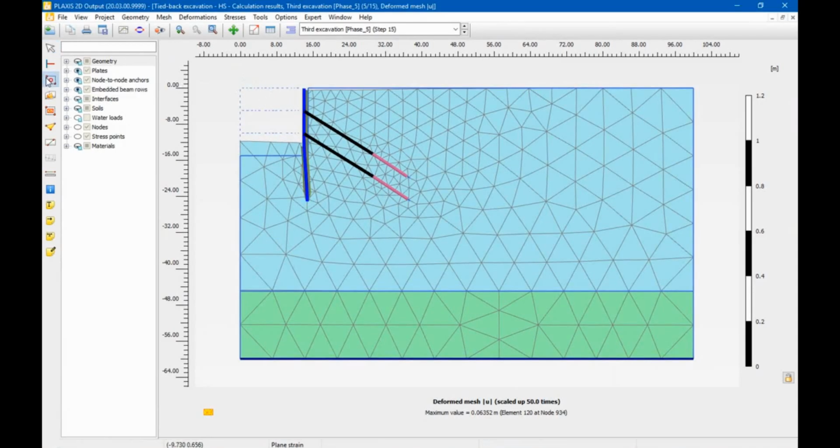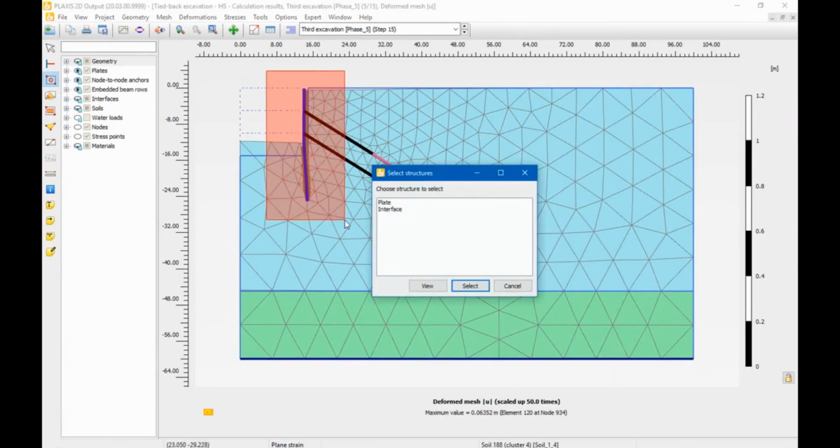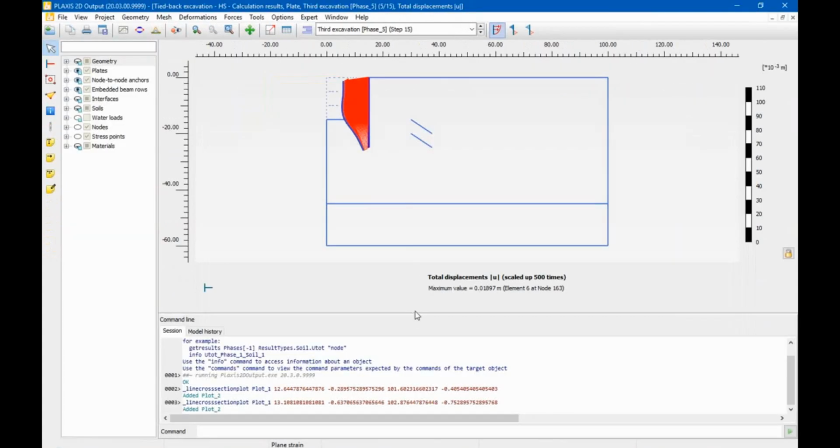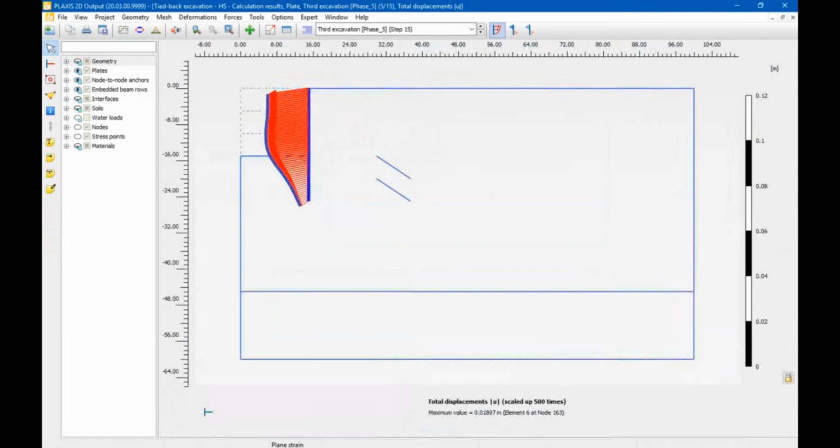So if I draw the area and I say I want a plate, then I choose the view button. And if I choose the view button here, then it will immediately open the window to view it. So that is this one. I will do the same.